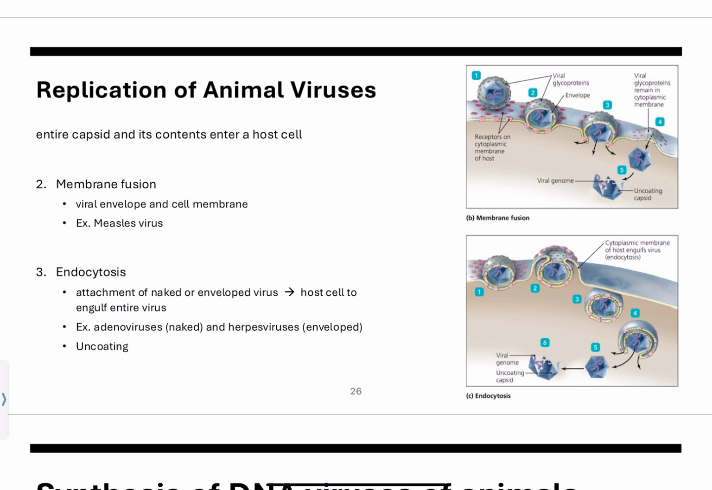The third type is endocytosis. Here the cell is essentially swallowing the virus into a vesicle. Once it's inside, the virus is going to escape from the vesicle, shed its coating, a process called uncoating, and then begin replication. This is common for both naked and enveloped viruses, so things like influenza A and adenovirus.